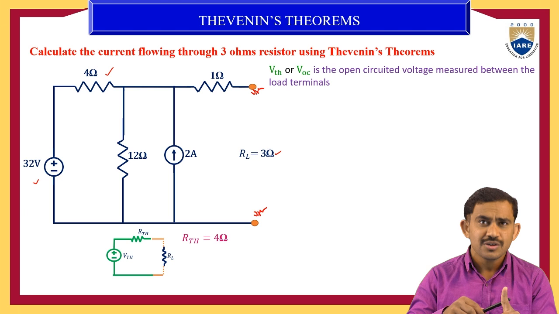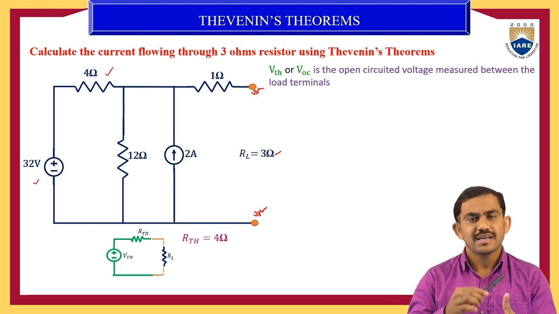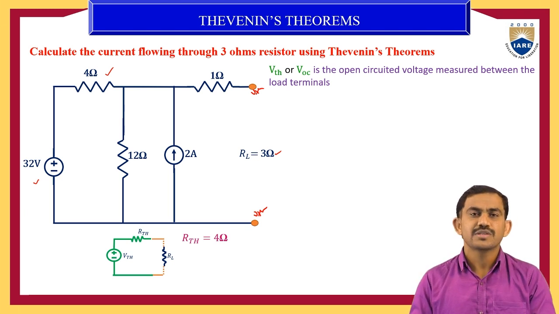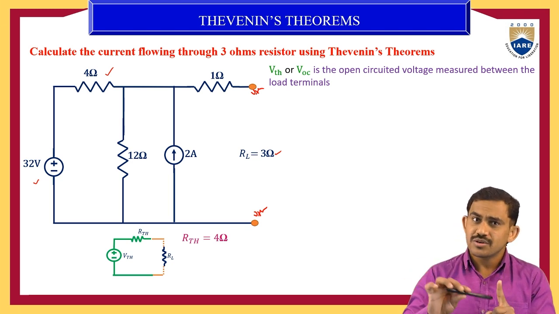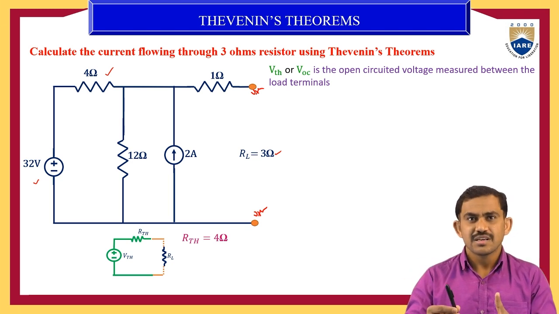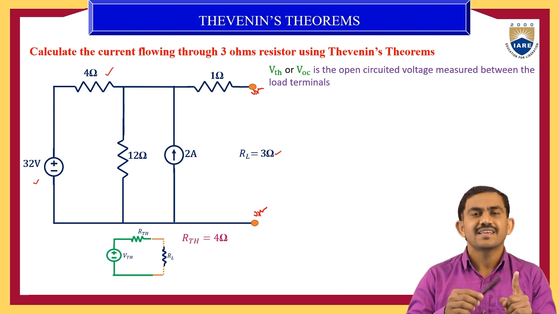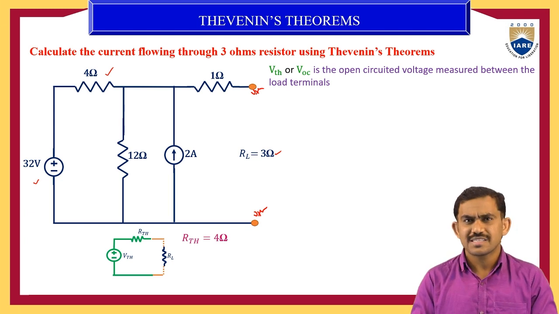What is the current source value? That is V by R. That is your current value here. If you have a current source parallel with the resistor, you can convert it to voltage source in series with the same resistor. So what is the voltage value? That is I into R. So simple rules and simple formula.